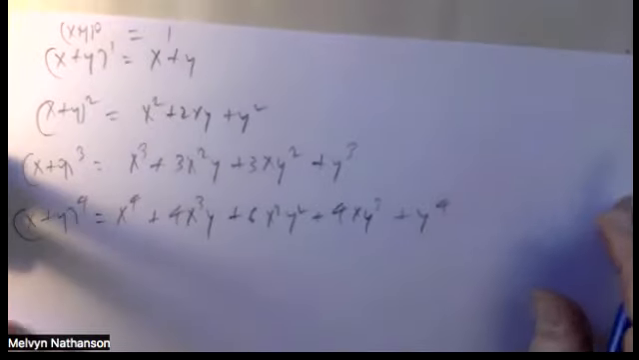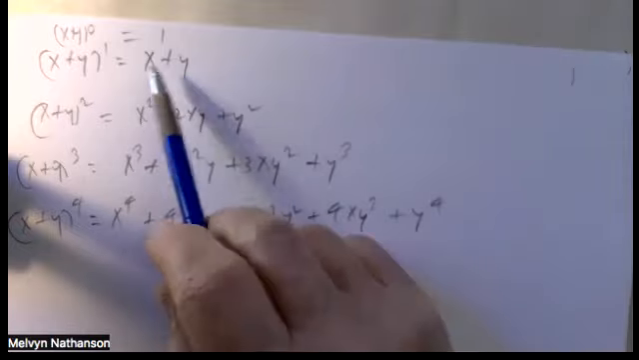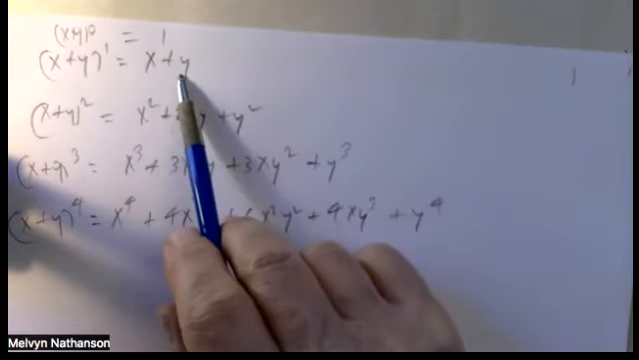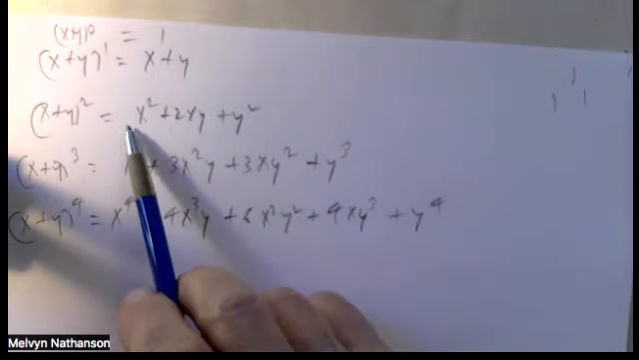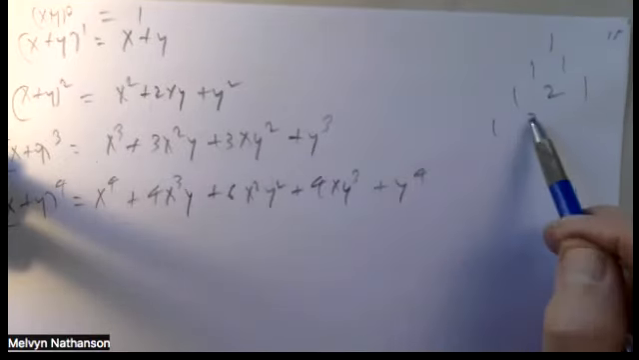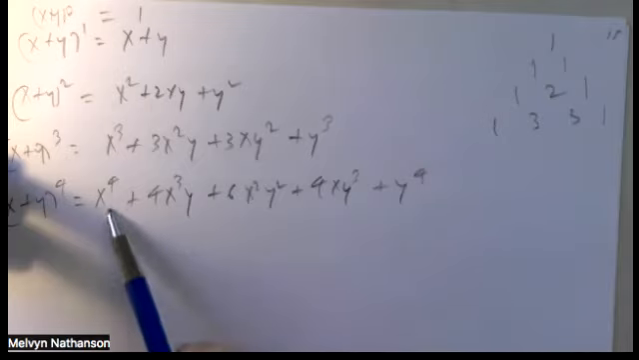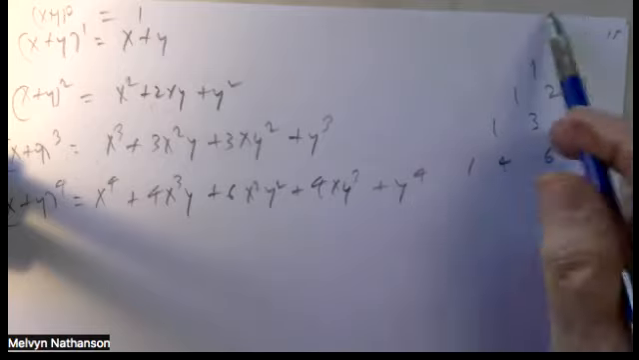And what's x plus y to the 0? That's just 1. And if you look at the coefficients that you get, here it's just 1. The coefficient of x is 1, the coefficient of y is 1. Here the coefficients of the terms are 1, 2, 1. Here the coefficients are 1, 3, 3, 1. Here the coefficients are 1, 4, 6, 4, 1.